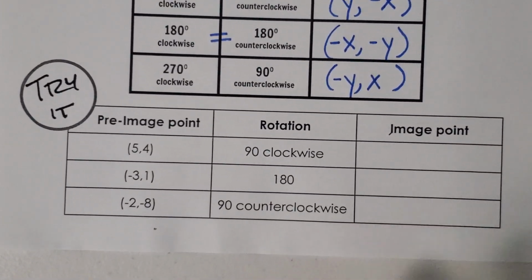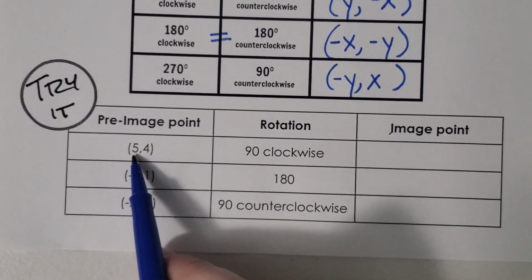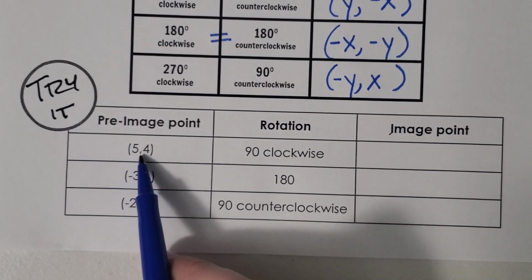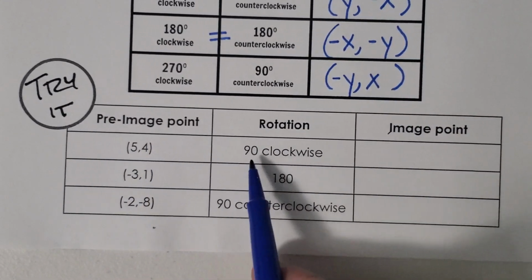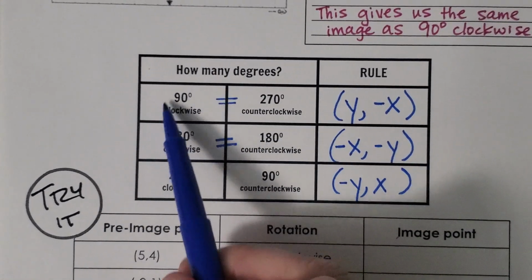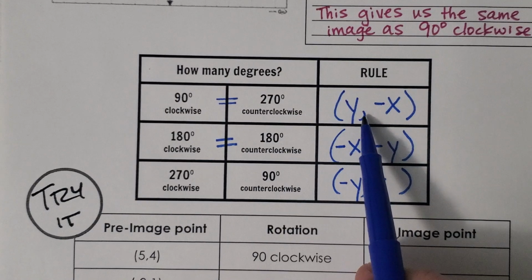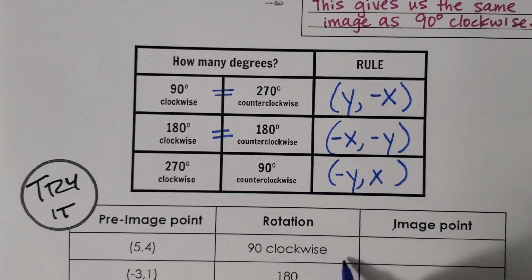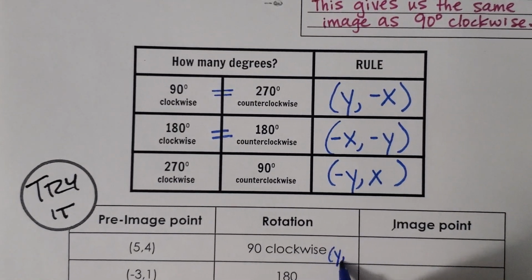All right, so we're going to try this now. So this is the pre-image point that we're going to rotate. And we're going to rotate it 90 degrees clockwise. So if I look at my table, I have a 90 degrees clockwise. I'm going to use this rule. So I'm going to actually write that right here.